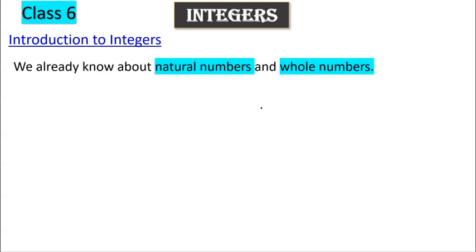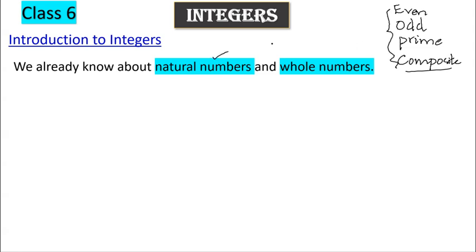We already know about natural numbers and whole numbers. Not only these, we have also learned the set of even numbers, which are the multiples of 2, the set of odd numbers, which are not the multiples of 2, prime numbers which have only two factors, one and the number itself, and composite numbers, the numbers having more than two factors. We have learned these types of numbers along with the sets of natural numbers and whole numbers.